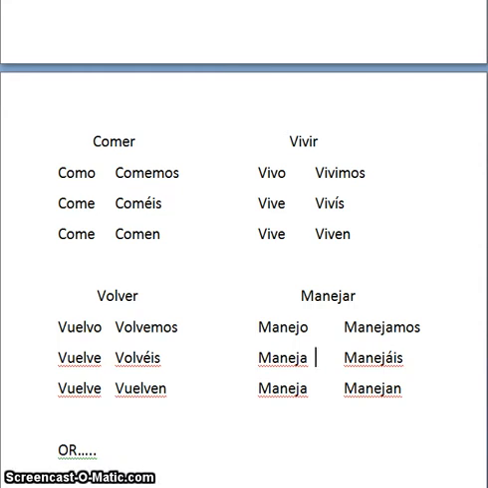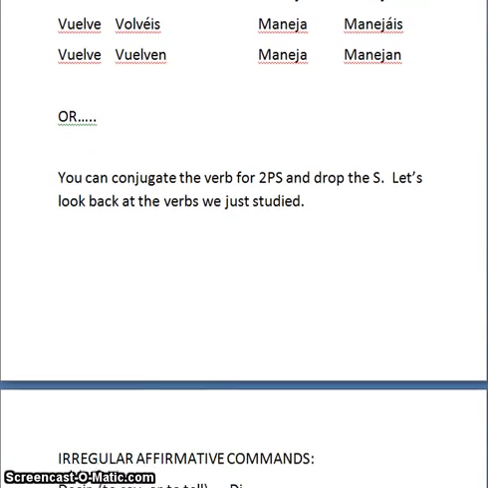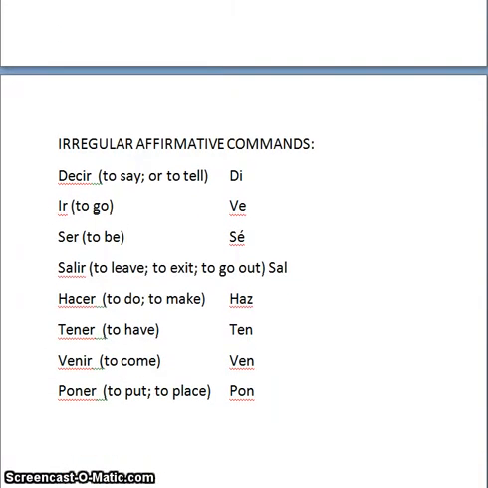The other thing that you can remember is that these are just for regulars. As always, we have irregular commands. Okay, so these are going to be irregular affirmative commands, and I gave you a list of them. I think there are about 9. Let's count them. 1, 2, 3, 4, 5, 6, 7, 8. Ooh, I lied, there are 8. Okay, so the first verb you have is decir, and then in parentheses I defined each one of these for you, and your command would be di, ir, ve, ser, sé.